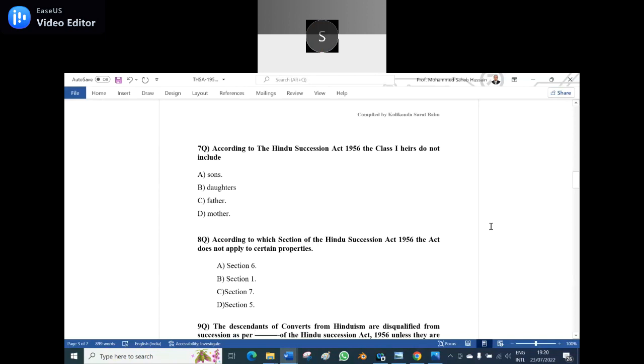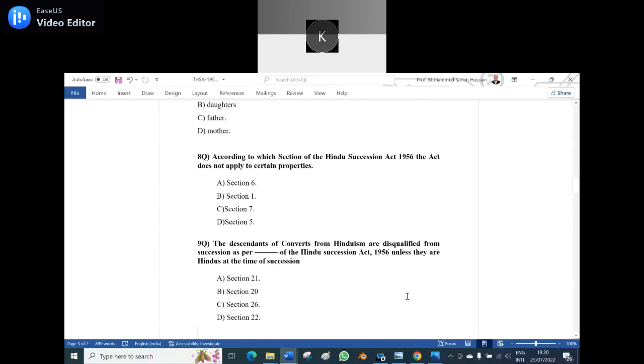Eighth question: according to which section of the Hindu Succession Act 1956 does the Act not apply to certain properties? A. Section 6, B. Section 1, C. Section 7, D. Section 5. Option D is the correct answer, Section 5. Certain properties cannot be succeeded. Ninth question: the descendants of converts from Hinduism are disqualified from succession as per dash of the Hindu Succession Act 1956 unless they are Hindus at the time of succession. A. Section 21, B. Section 20, C. Section 26, D. Section 22.